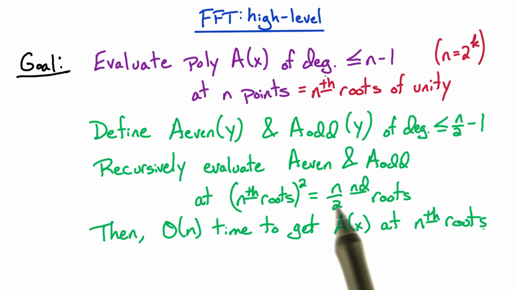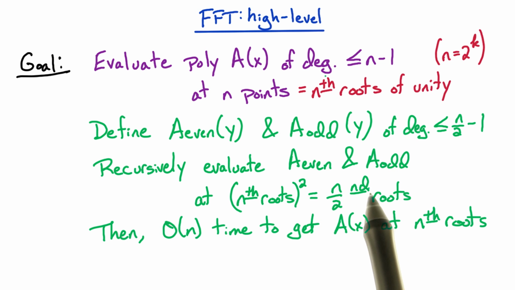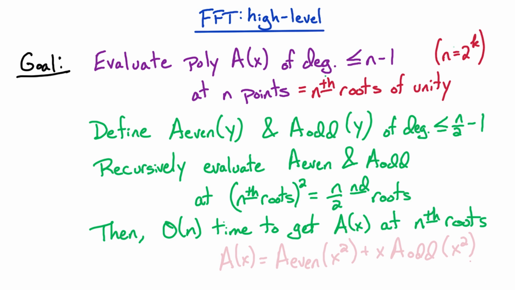Finally, given a even and a odd at these n over 2nd roots, it takes order n time to get a of x at the nth roots. We simply use this formula from before. A of x equals a even at x squared plus x times a odd at x squared. So it takes order 1 time to compute a of x for each x, and there are order n x's. So it takes order n total time to compute a of x at the nth roots of unity.